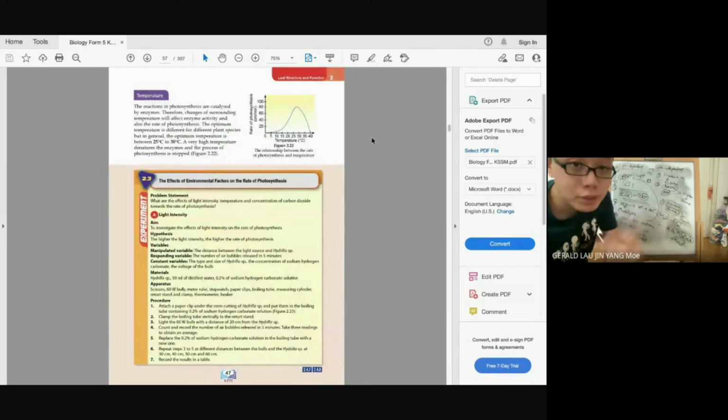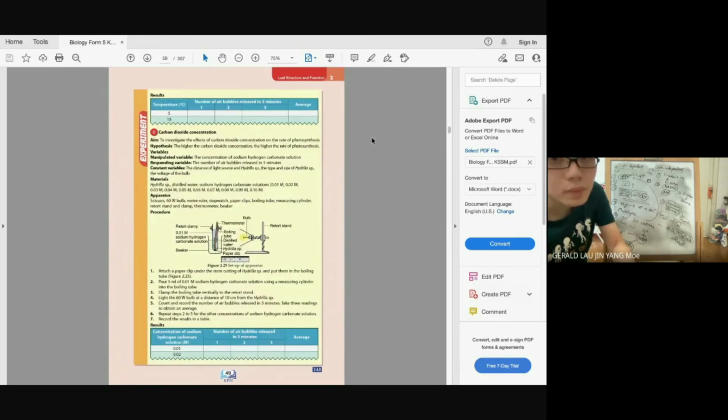Okay, so temperature is the same thing, except it's a bit different because remember this is like your enzyme graph. The optimum temperature is 25 to 30. After that, it will reduce because the enzyme will become denatured. The enzyme is denatured, so photosynthesis cannot occur already beyond 40 degrees Celsius. Okay. All right.